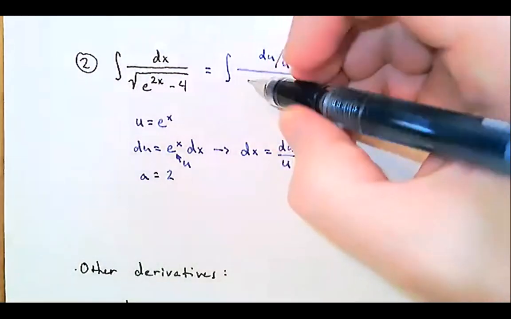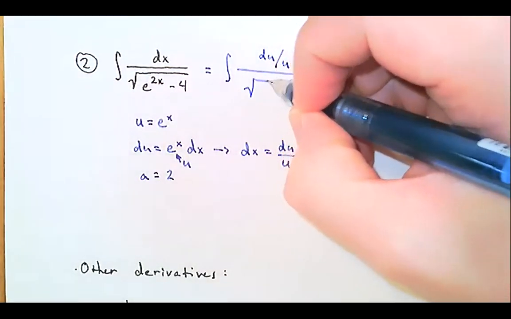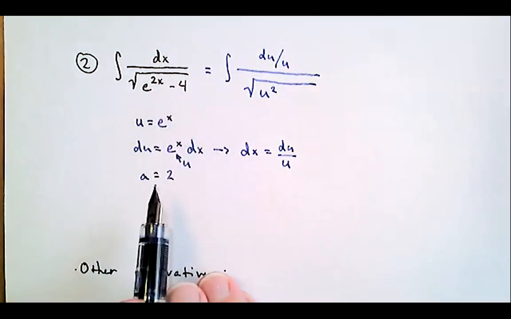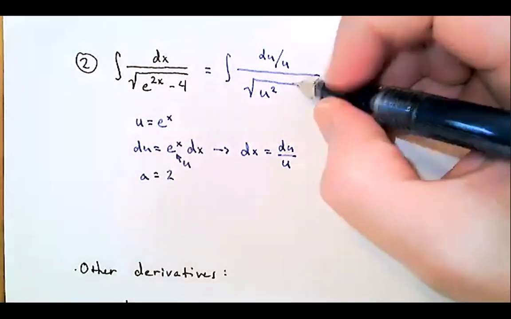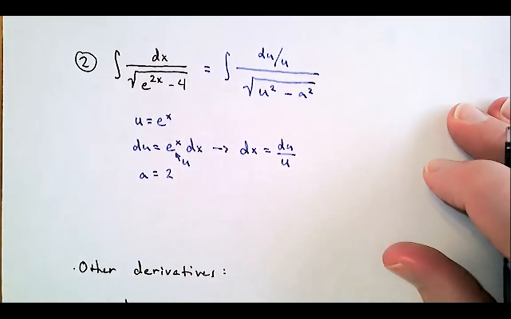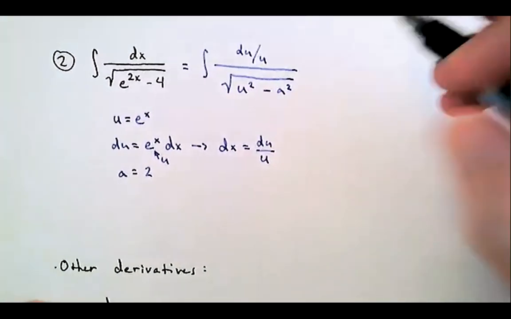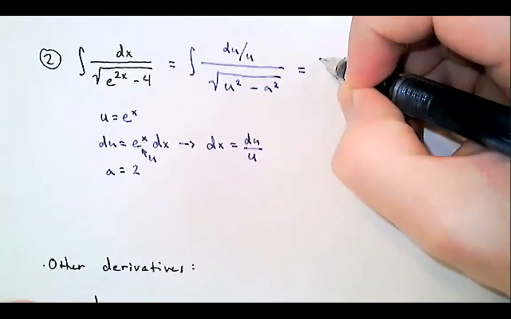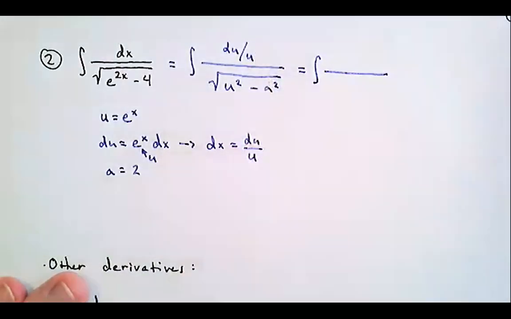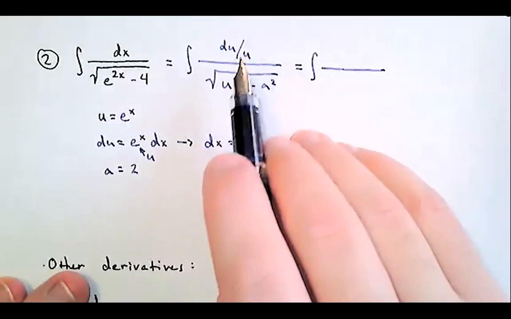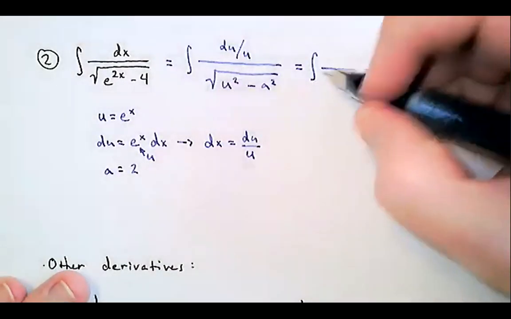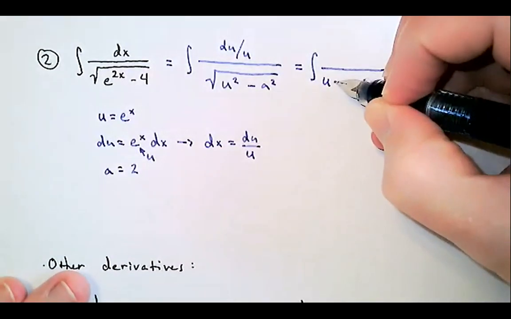e to the 2x becomes u squared, and minus 4 becomes minus a squared. And once we make the substitution, we actually do have something in exactly the form that we need to use our new integral rule. The only thing that makes it look a little bit different is this du over u up top. Since we're dividing by u, I can move that down to the denominator. So just put it down here.